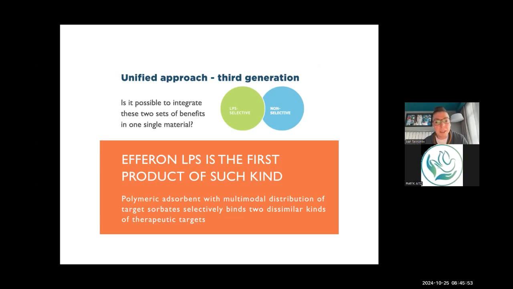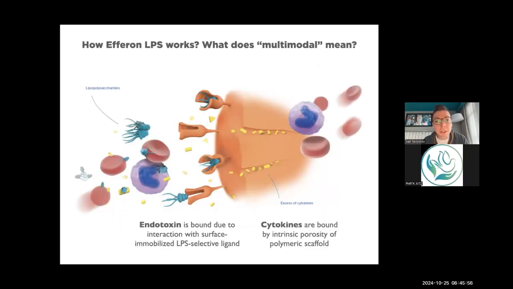Efferon LPS is the first product of such kind. You can look at it as a second generation anti-cytokine adsorbent with a surface immobilized LPS selective ligand on these beads. These beads have surface immobilized synthetic ligands, which form very strong complexes with endotoxin, and they are capable of removing it along with excessive cytokines.